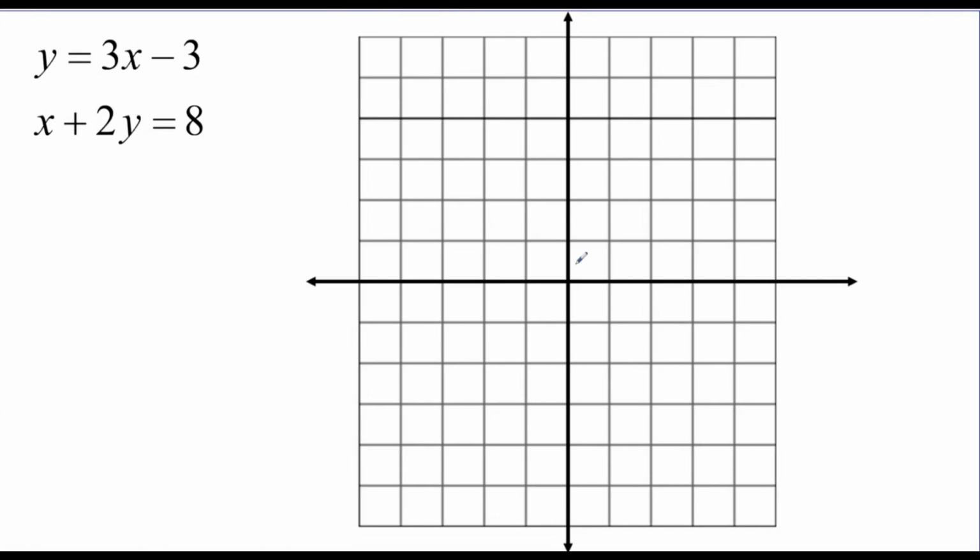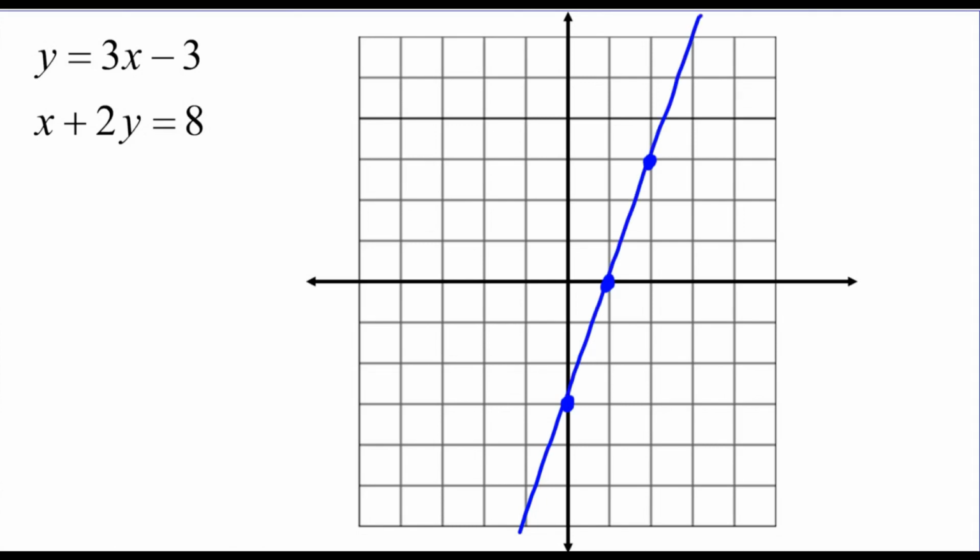I know the y-intercept is at (0, negative 3), so I'm going to go ahead and put that point on the line. And I know the slope is 3, so that's a rise of 3 and a run of 1. Rise of 3, run of 1. And so now I have an idea of where my line is, so I'm going to draw that line.